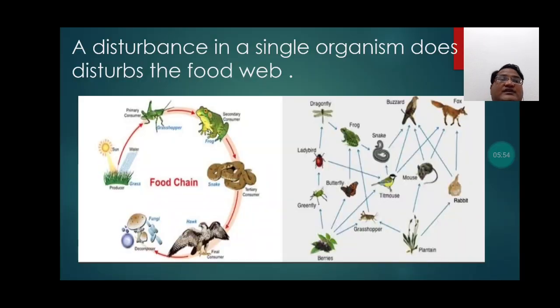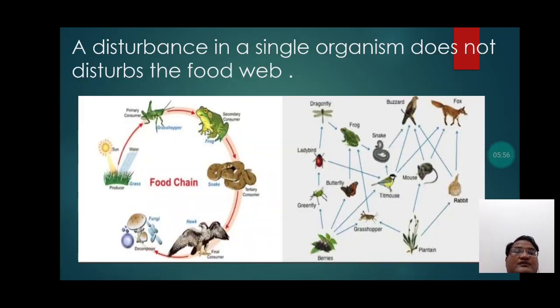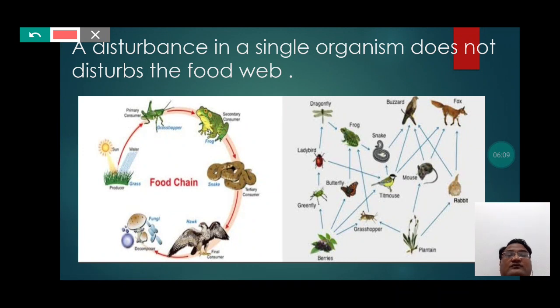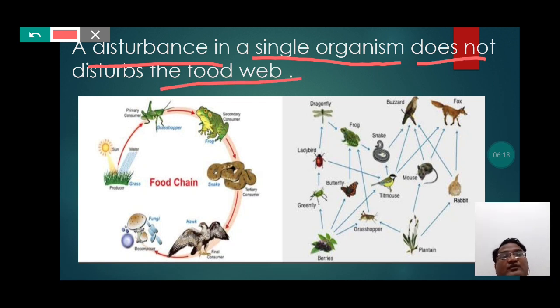A disturbance in a single organism does not disturb the food web. So students, one of the important differences between the food chain and food web is that in the food web, if there is a disturbance in a single organism, then it does not disturb the food web. Here you can notice the food chain and the food web.